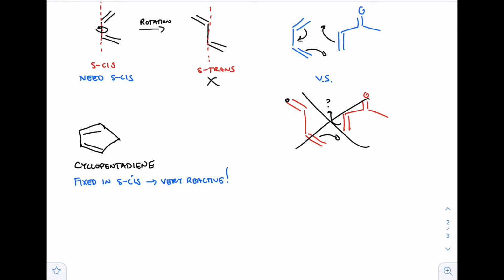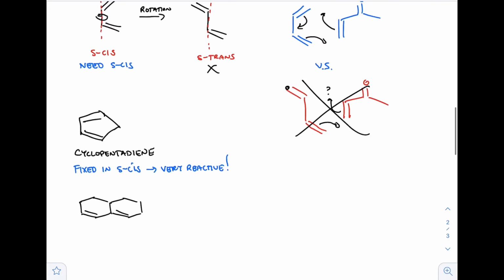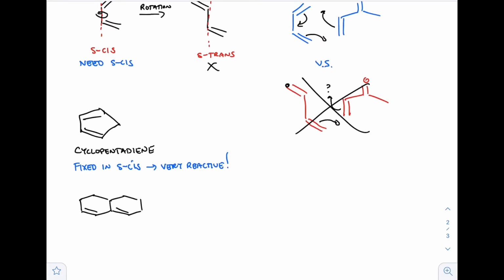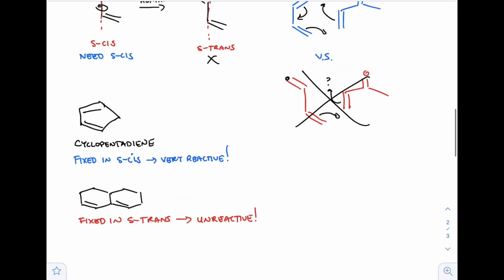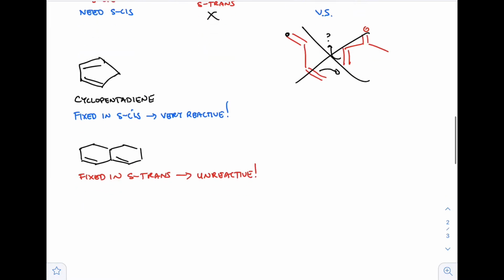And because there's not some population of it in the S-trans and then some of it in the S-cis, it's always in the S-cis, therefore it's always ready to react. Now this bicyclic compound on the bottom, on the other hand, is always fixed in the S-trans conformation, and that means that this is never going to do a Diels Alder reaction, okay? It can definitely do other things, but it's not going to do a Diels Alder, okay?